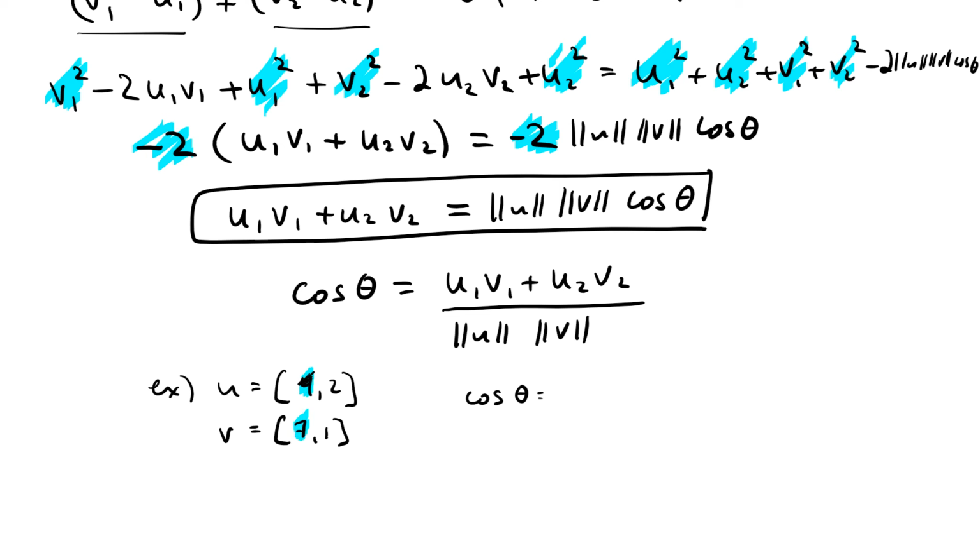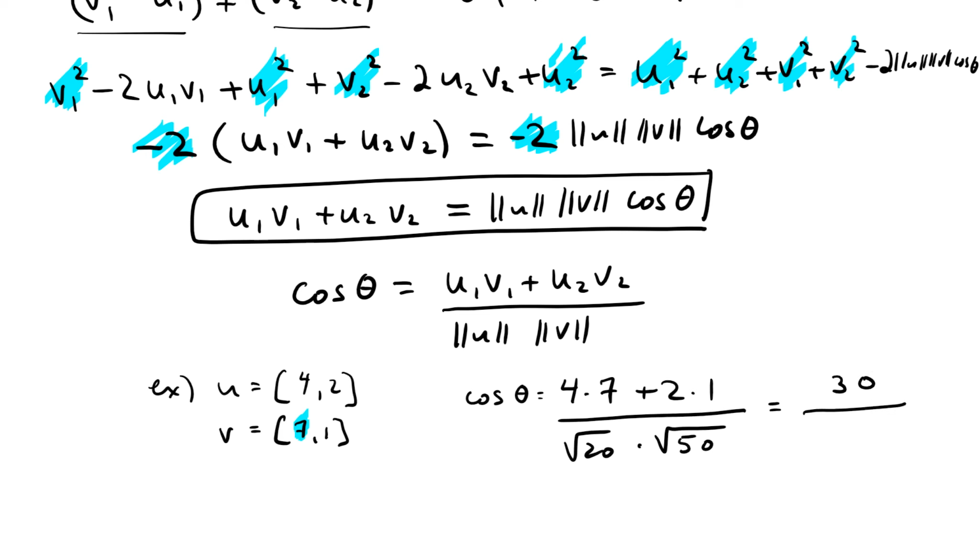Sorry, that's 4. So that would be 4 times 7 plus 2 times 1. And I would divide by the norm of u, which is square root of 20, times the norm of v, square root of 50. So that would give me what? 4 times 7, 28 plus 2, so that's 30 over, well, essentially the square root of 1,000.